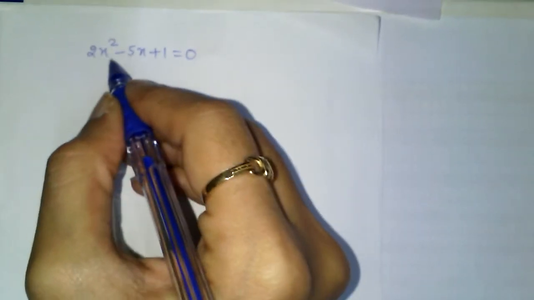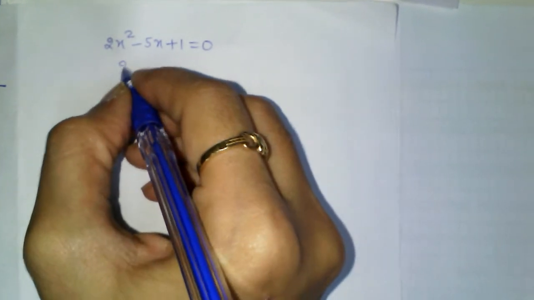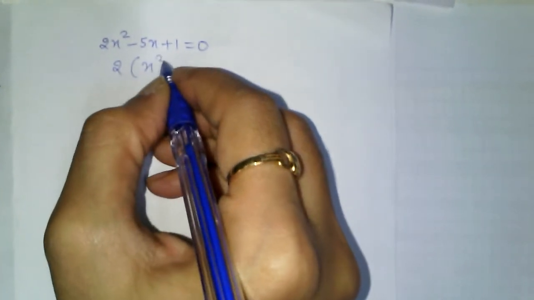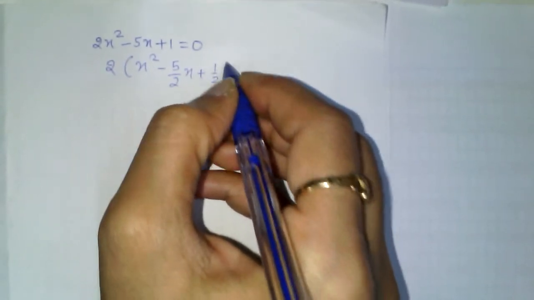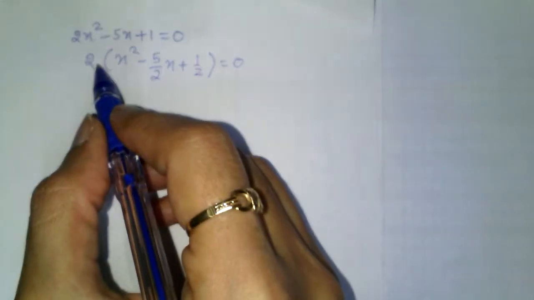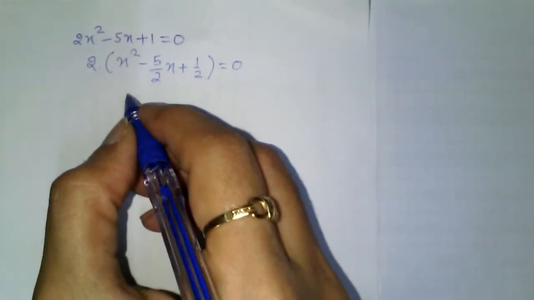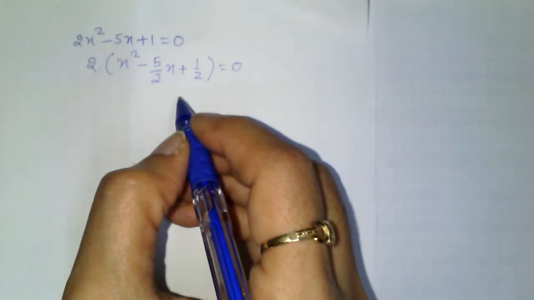Here the first step is to make the coefficient of x square as 1. So how that can be done? By taking 2 common. So it is x square minus 5 by 2 x plus 1 by 2 is equal to 0. Now when this 2 is shifted to the right hand side, it becomes 0, and we are left with only x square minus 5 by 2x plus 1 by 2.